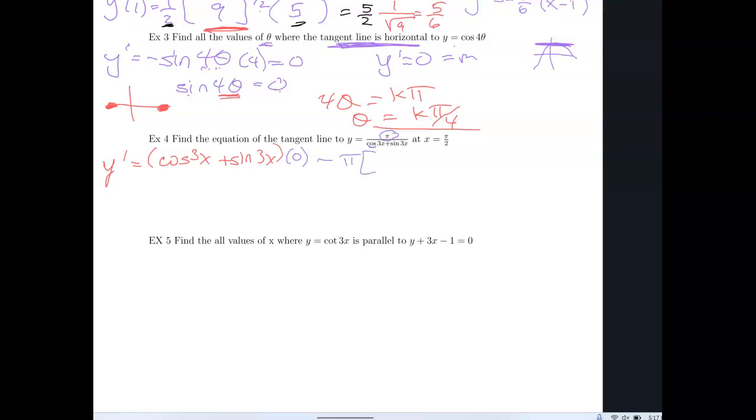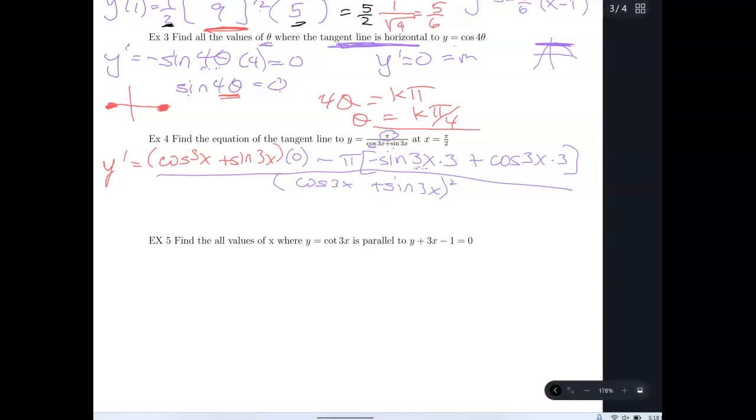Okay, so I'm taking the derivative of cosine. I get negative sine. You carry that 3x along. Then you multiply by the derivative of 3x, which is 3, plus take the derivative of sine. You get cosine. Carry the 3x along, and then multiply by the derivative, and you get 3. And that's all over cosine of 3x plus sine of 3x, all squared.